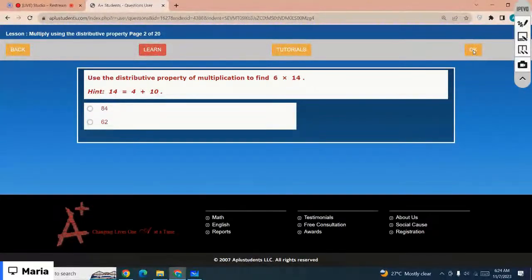14 times 6 is, the correct option is 84. Use the distributive property of multiplication to find 6 times 30, correct option.